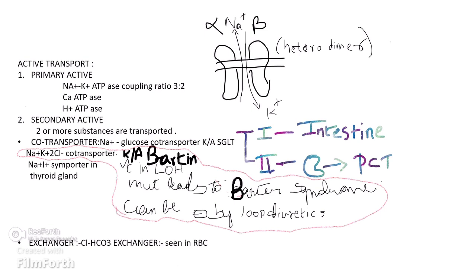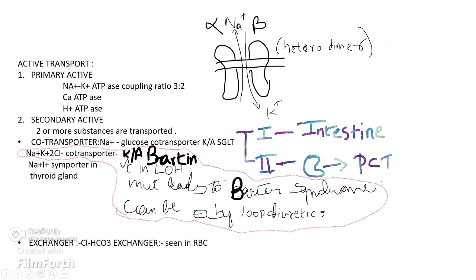Okay. Secondary active transport, it is usually two or more substances are transported. These are co-transporters and exchangers. Co-transporters, example is sodium glucose co-transporter, also known as SGLT. Sodium potassium 2 chloride co-transporter, also known as Bartter channel. Sodium iodide importer. So where you see these three is also important.